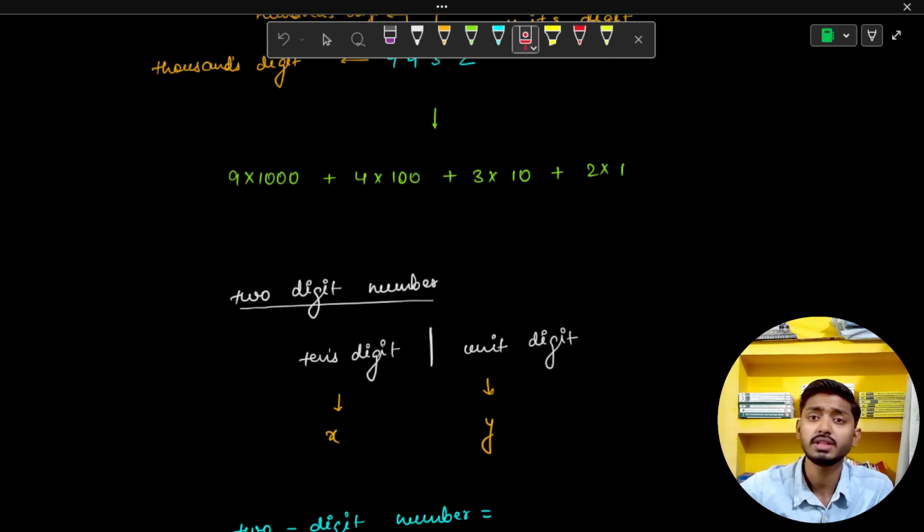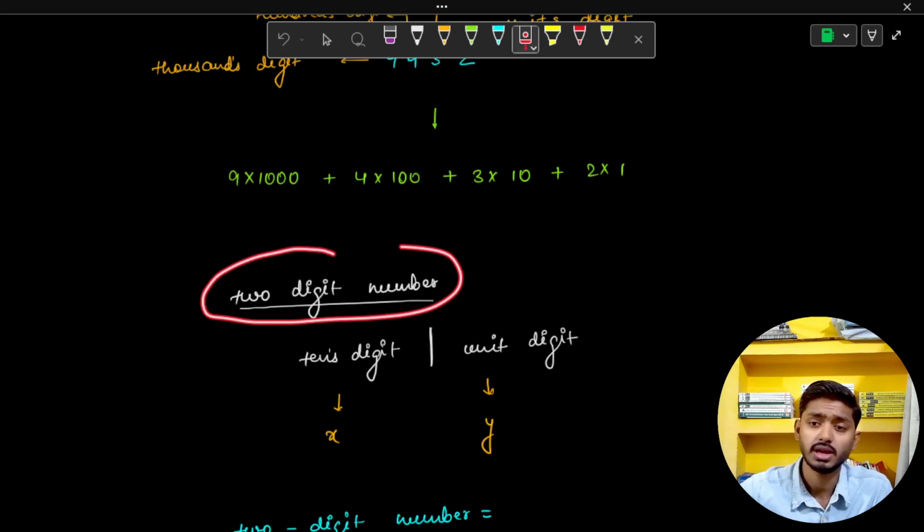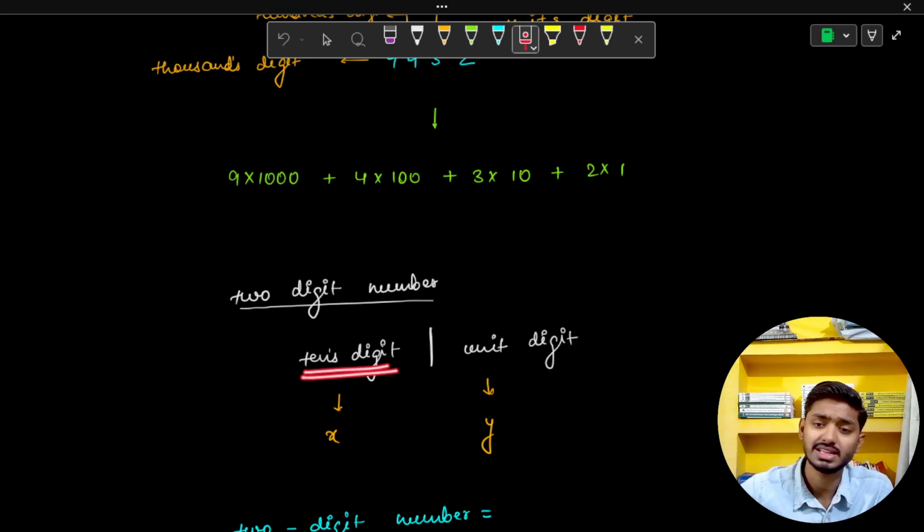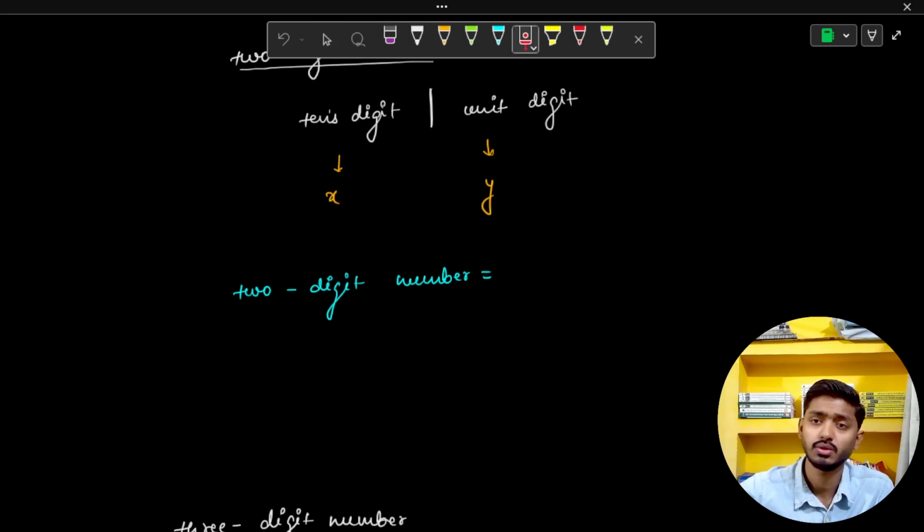Now, what if they ask us to assume a two-digit number? Let's assume the tens digit to be x and the units digit to be y. Since it is a two-digit number, we multiply 10 to the tens digit and 1 to the ones digit. That would be 10x plus 1y.